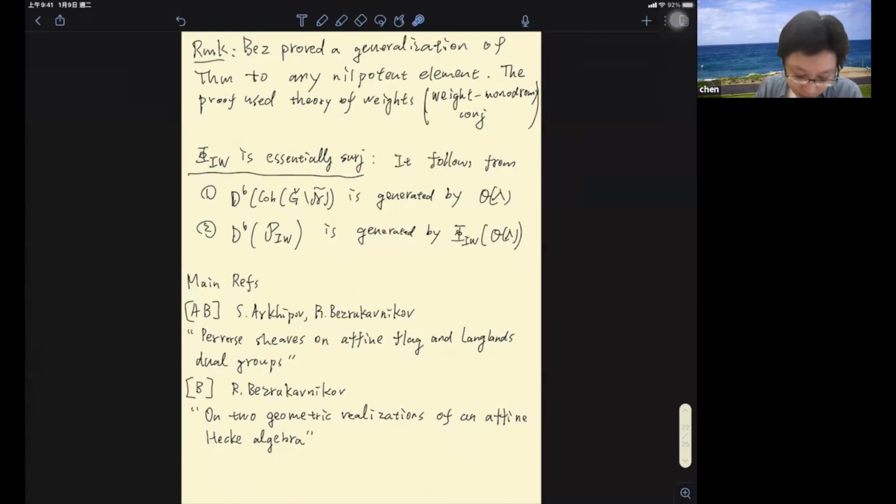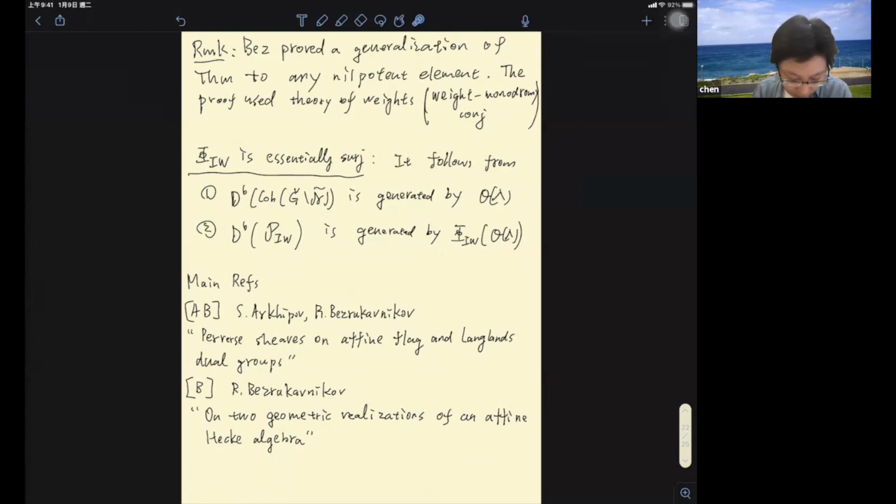And now the essential surjectivity is easy. Basically, it follows from the fact that the category is generated by these line bundles, and the image of those line bundles also generates this category. So this part is easier than the previous one. And then we're done. So we proved the theorem, the equivalence.